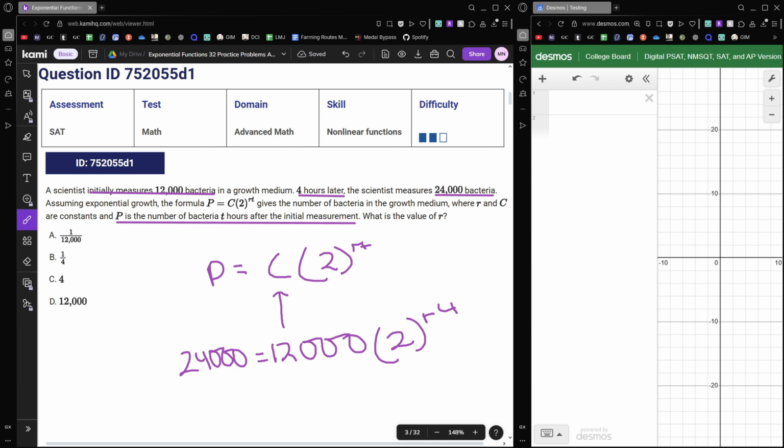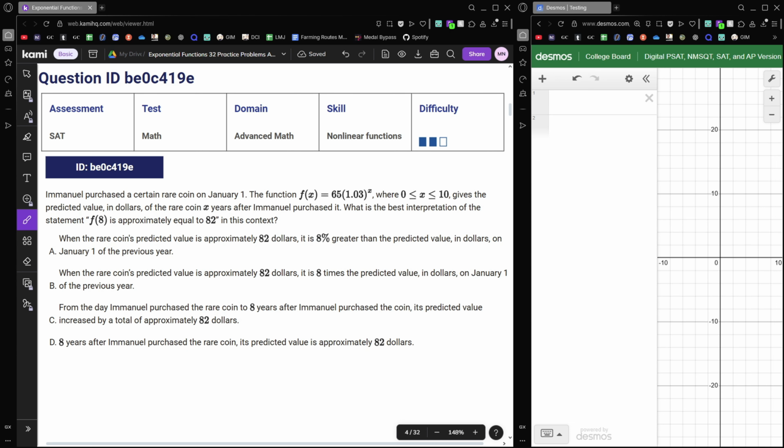And now all we have to do is solve for R, and I'm going to go ahead and put this in Desmos. Instead of an equal sign, I'm going to put a tilde, and we get that the value of R is equal to 0.25, which is equal to 1/4. So our answer would be B. Question number 4. Emmanuel purchased a certain rare coin on January 1st. The function of that, where 0 is less than or equal to x is less than or equal to 10, gives the predicted value in dollars of the rare coin x years after Emmanuel purchased it.